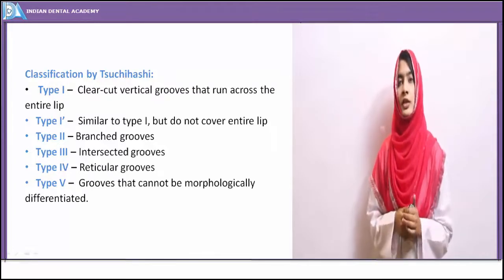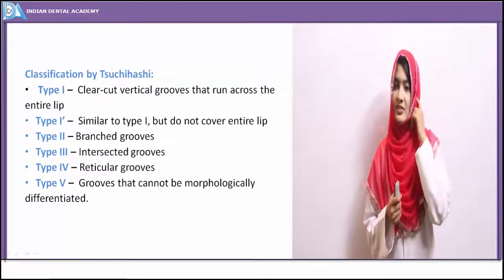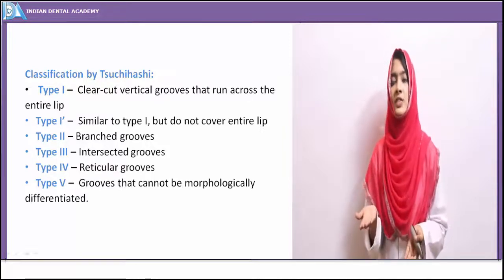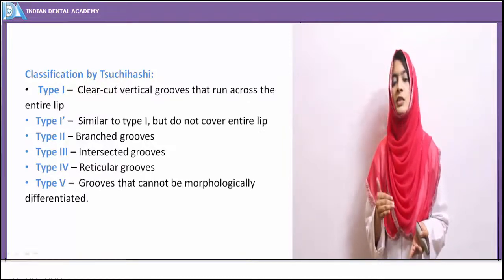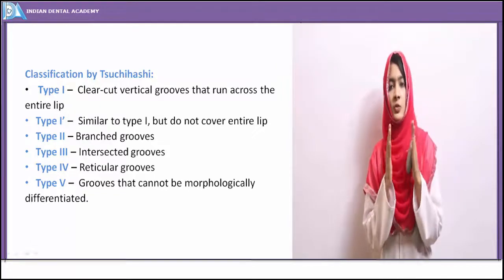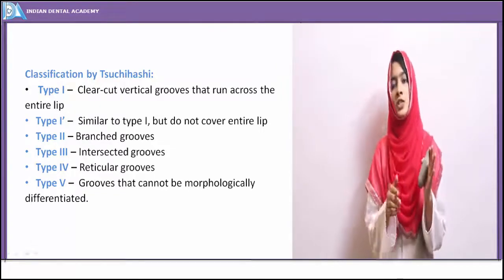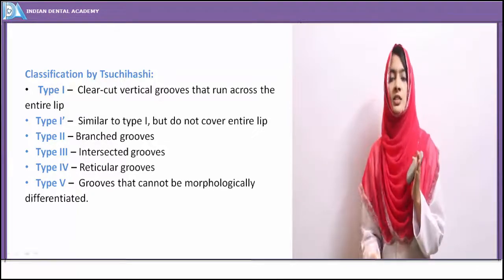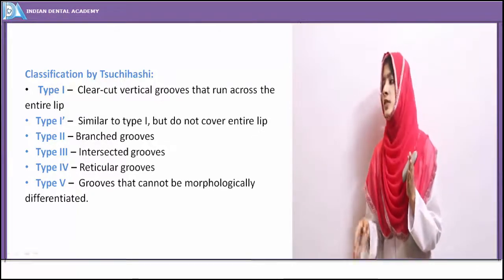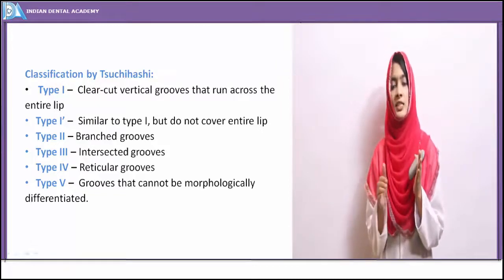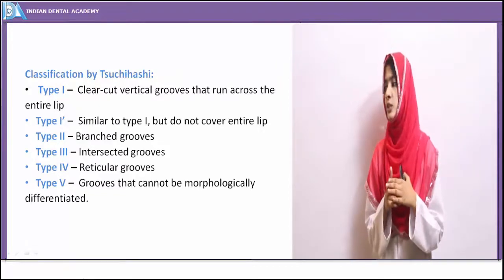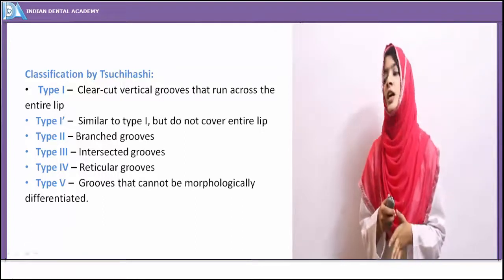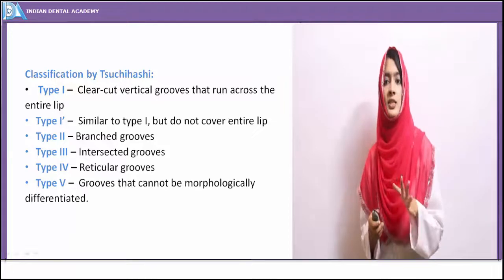So how do you carry out the procedure of lip printing? You divide the two lips into four quadrants, that is, the right and left sides and the upper and lower lip quadrants. Based on that, the presence of grooves in each particular quadrant is seen: whether they are vertical simple grooves or branched grooves, whether they are intersected, communicating with each other, showing branching division, or cannot be differentiated morphologically.